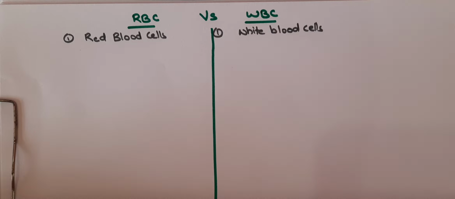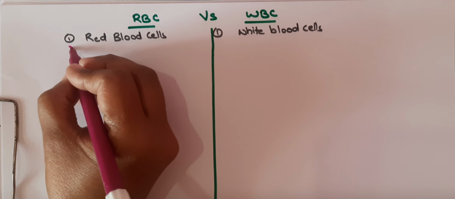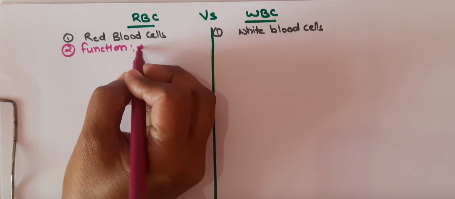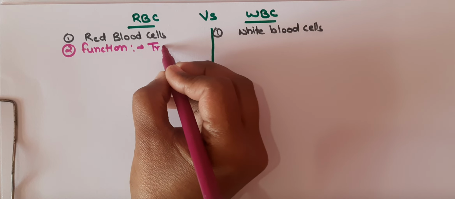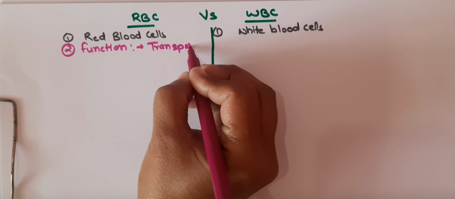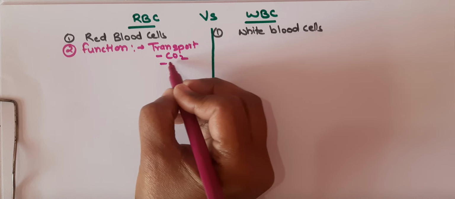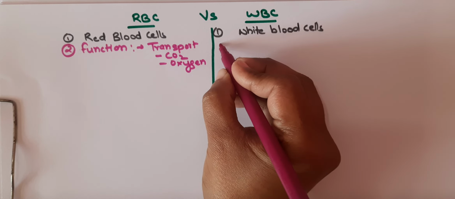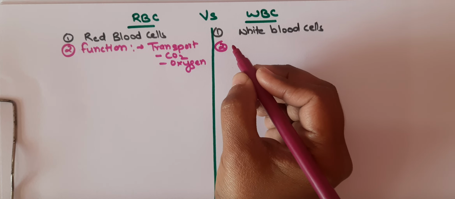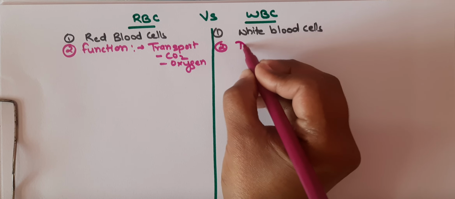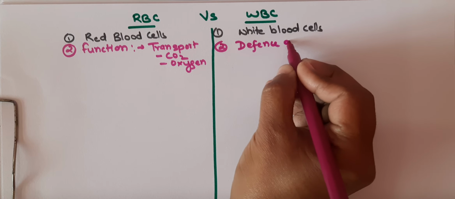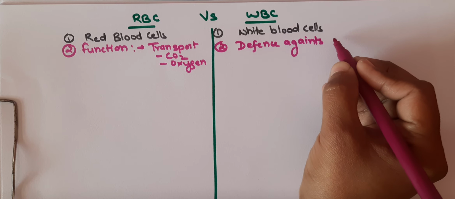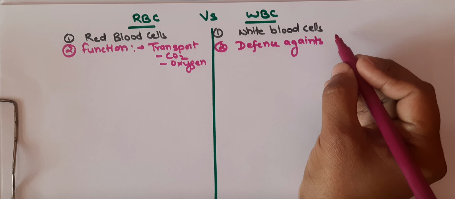Now, if we talk about the function, the function of the red blood cell is to transport gases, that is the carbon dioxide and oxygen. However, if we talk about the function of the WBC, then it is meant to provide the defense against infection. Whenever there is an infection in our body, the WBC will just defend our body.